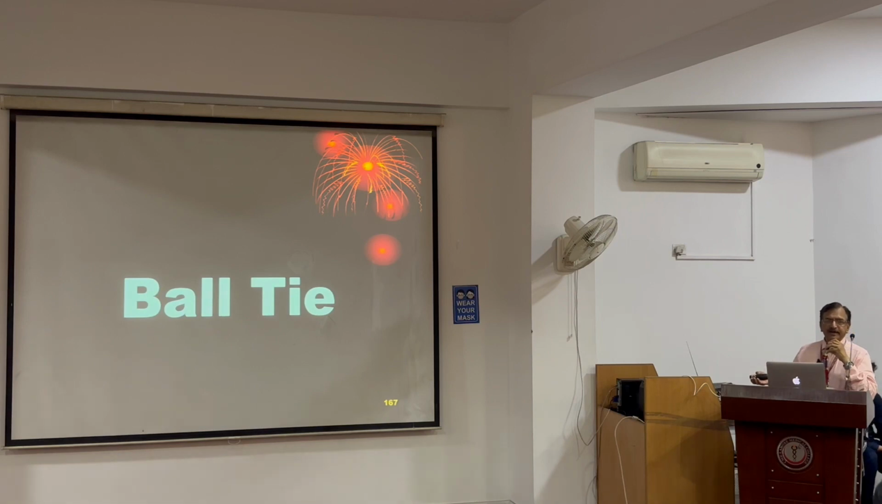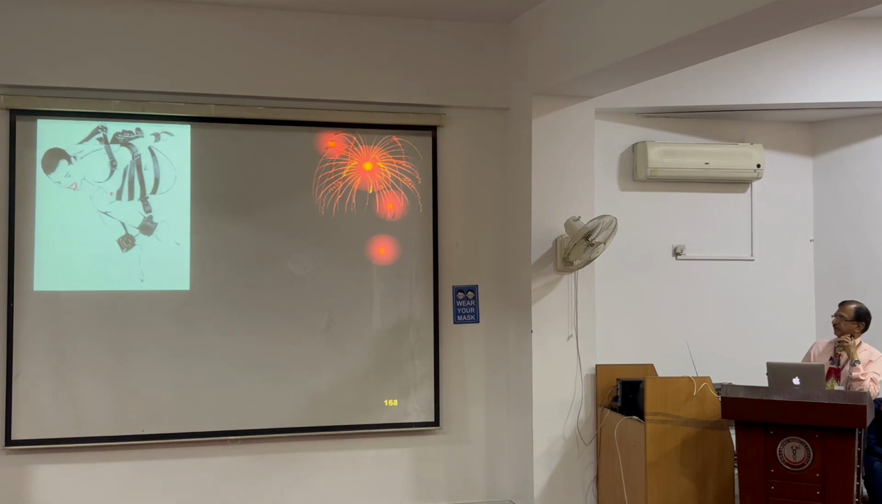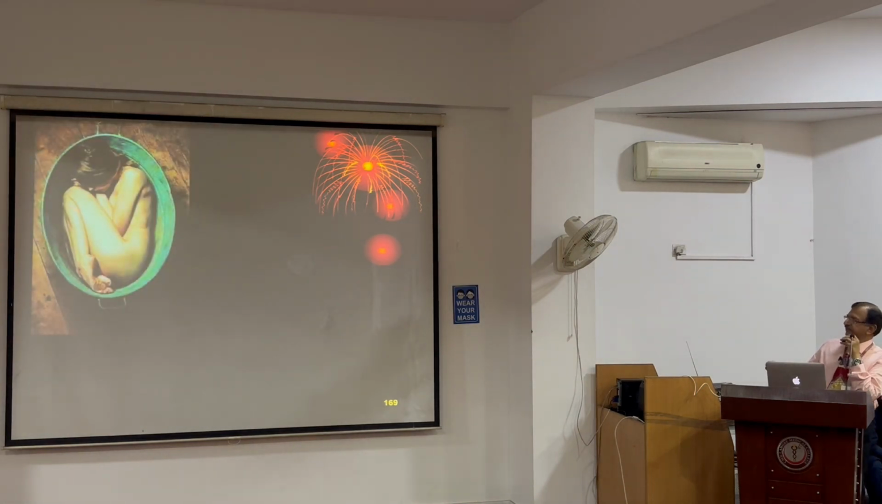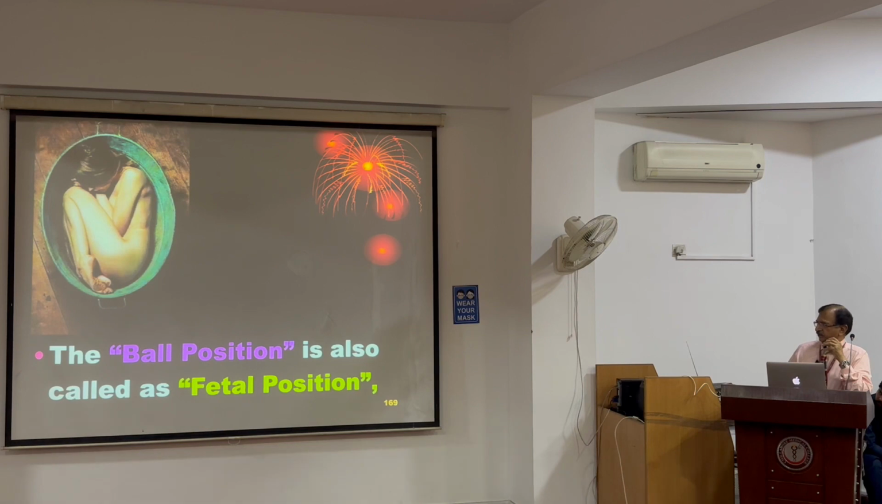Then ball tie, and this is tying of a person in a ball shape or fetal position where the legs are pushed up and pressed against the chest, like this. This is a fetal position, where the legs are positioned up, pressing against the chest, and the person is tied in this position and the chest is unable to move. This is ball tie or fetal position.